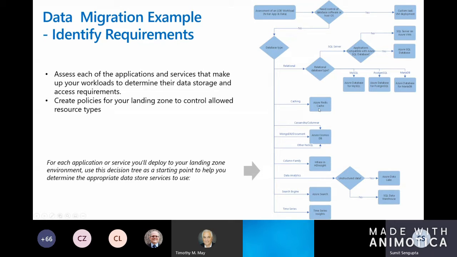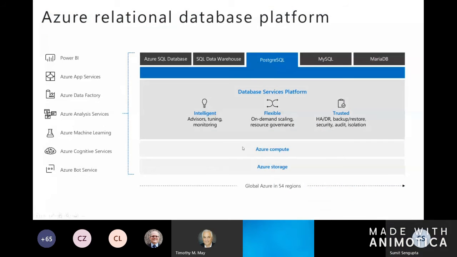For caching, you need Azure Cache for Redis. For Cassandra columnar structure, you can go to Cosmos DB. We kind of discussed that in the last slide as well. For column family, you can have HBase in HDInsight, which is our big data open source cluster. For analytics, if it's unstructured data, just throw it in a data lake storage. If it is structured data, you can throw it to Synapse Data Warehouse, which is the new name for SQL Data Warehouse. For search, we talked about Azure Search, and for time series, we talked about Time Series Insights.